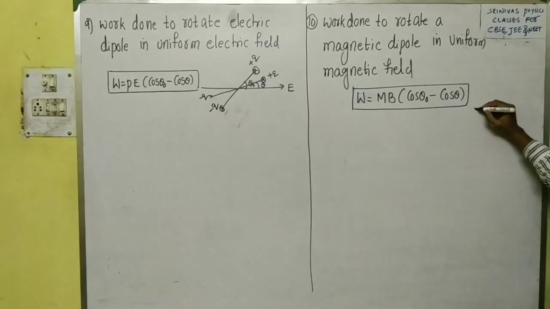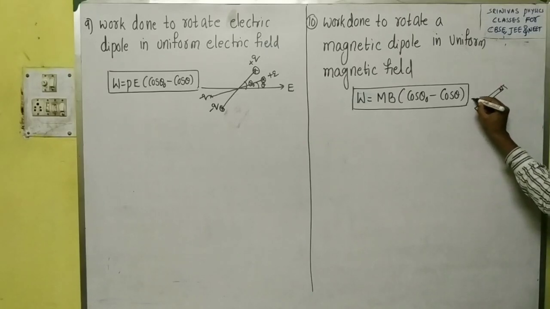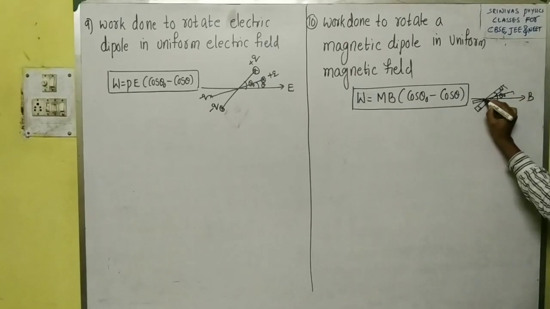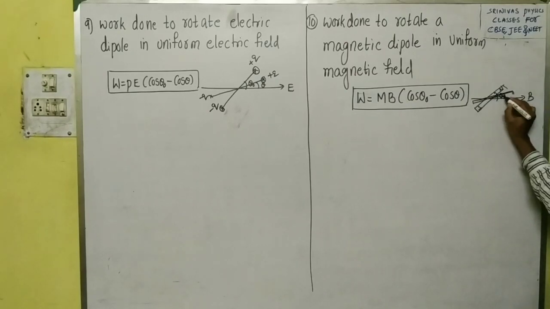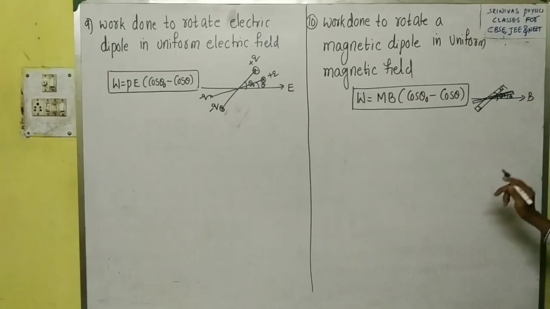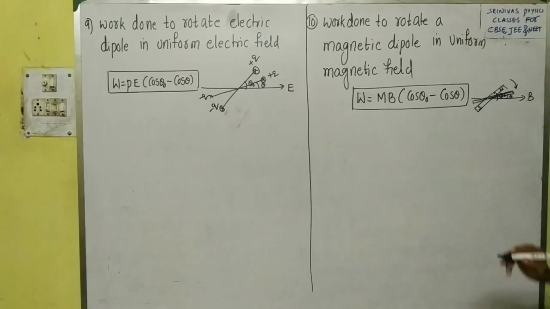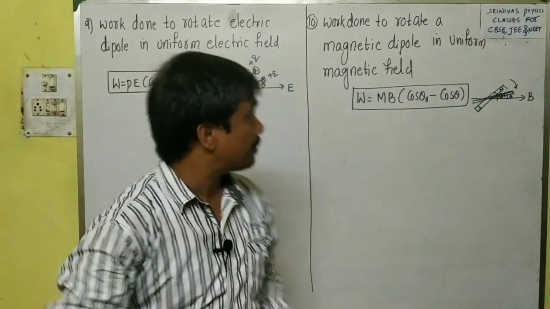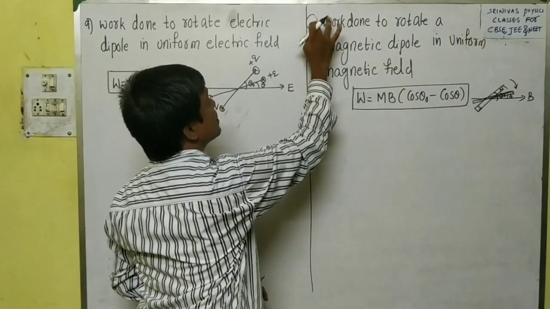Here we are rotating the magnet. Initially it is making angle theta naught. Then after that it will rotate, and finally it is making some angle, right? That is theta. Then the work done to rotate from angle theta naught to theta in the magnetic field. The next point is the last point.